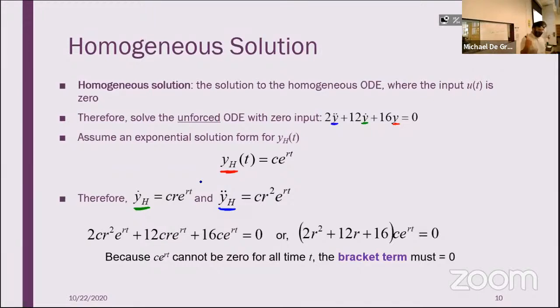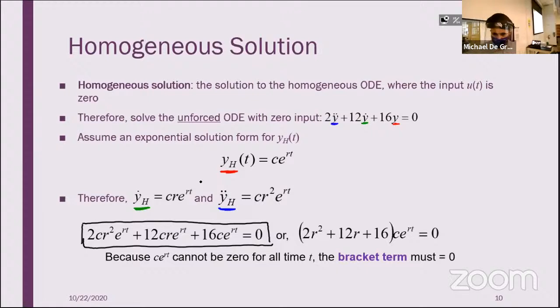So we assume a solution form, and then we take the derivative twice. Why? Because we have to plug it back into our unforced ODE. That's what this guy that I'm putting in a box is right here. Because everything has a c e to the rt, we can algebra the rest of it out, and we're left with 2r squared plus 12r plus 16.